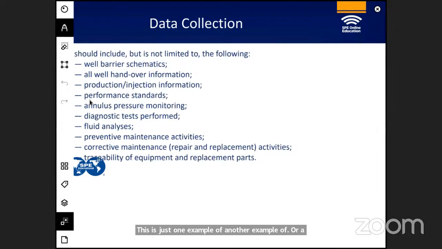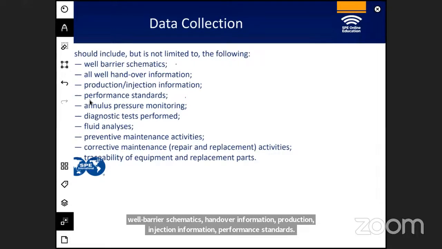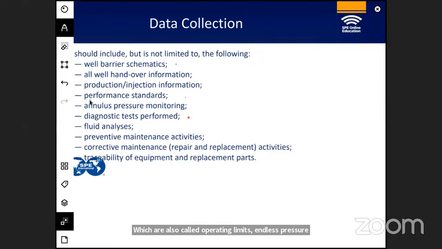It will again involve data collection, which is, I think, a repetition of the slide I mentioned: well barriers, schematics, handover information, production and injection information, performance standards, which are also called operating limits, annulus pressure monitoring, diagnostic tests performed, fluid analysis, preventive maintenance activities, corrective maintenance activities, traceability of equipment and replacement parts.